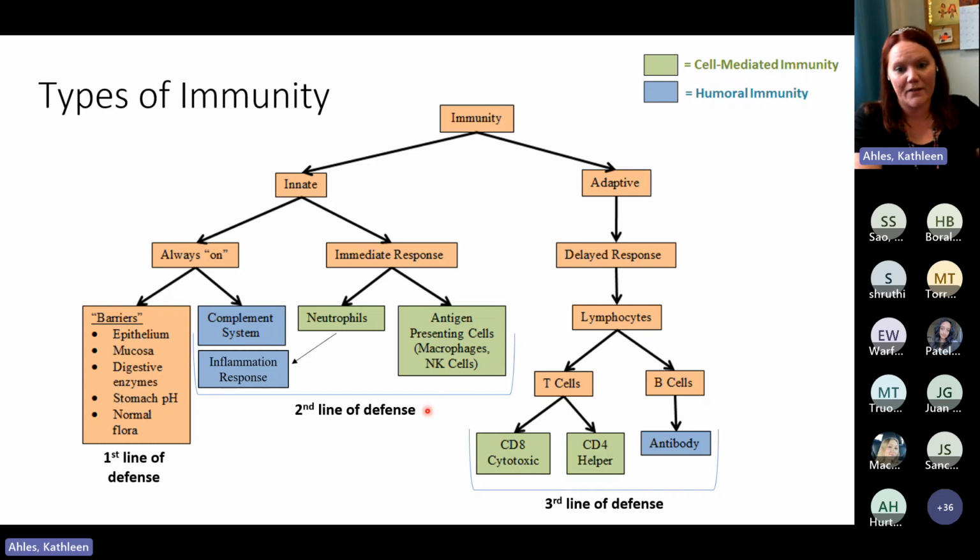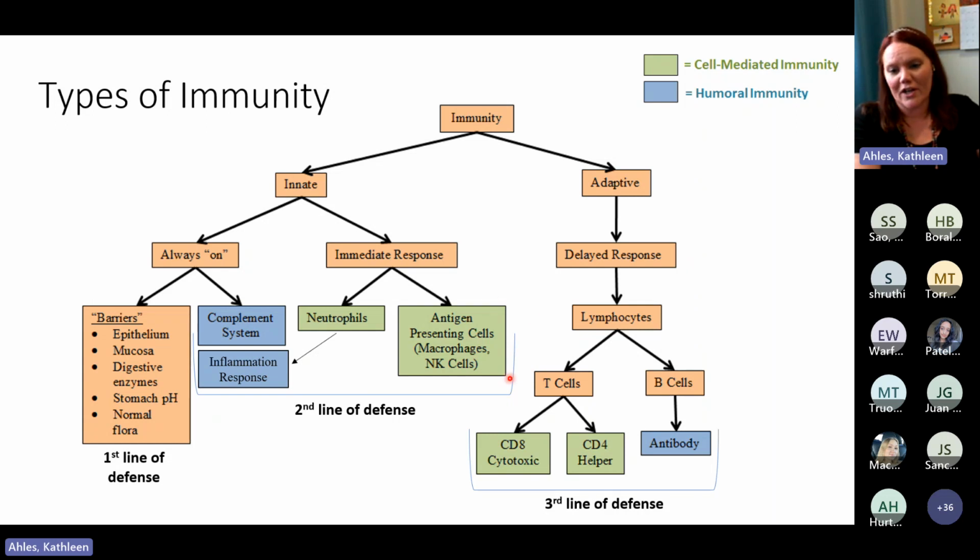I'm going to try to deal with it very quickly. The third line of defense is my specialized defense. So notice if we're looking at our flow chart here, it says that the third line of defense is a delayed response. Because when we're talking about this delayed response, we have to activate specific cells to be able to do this kind of response.